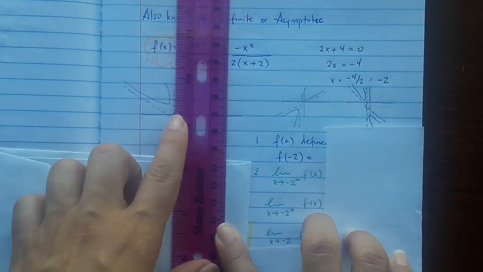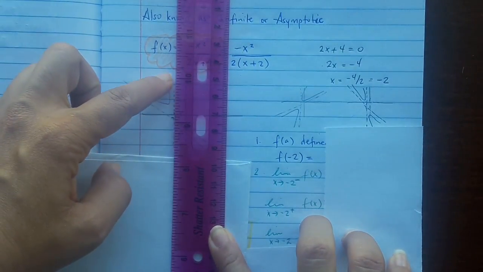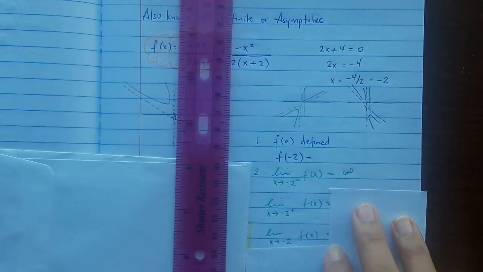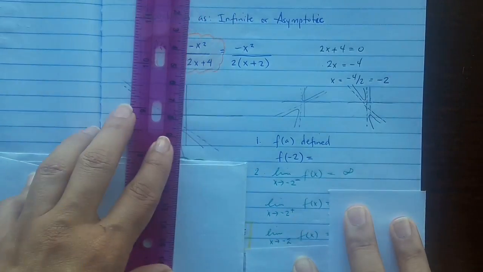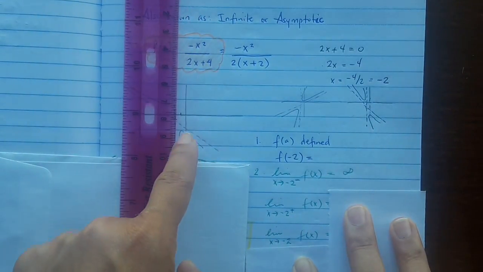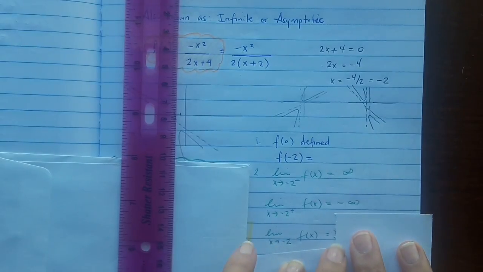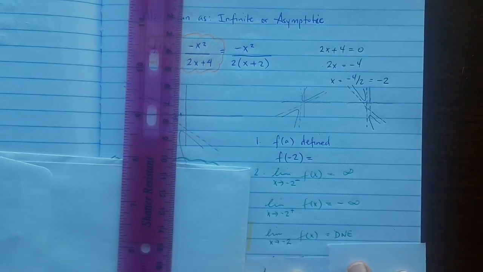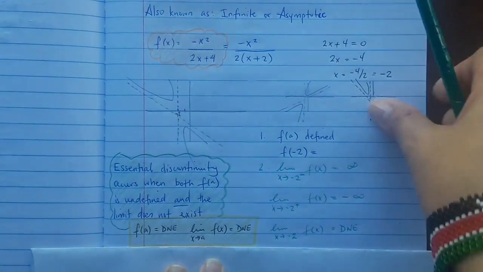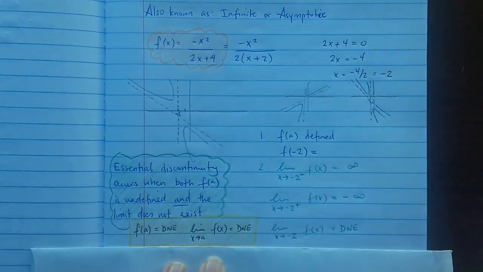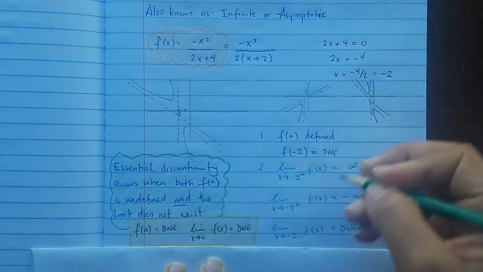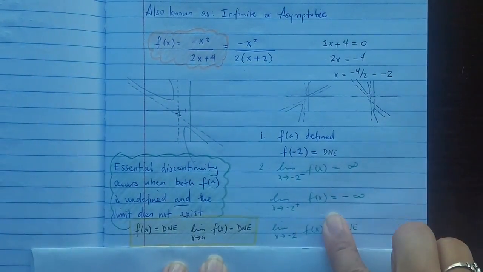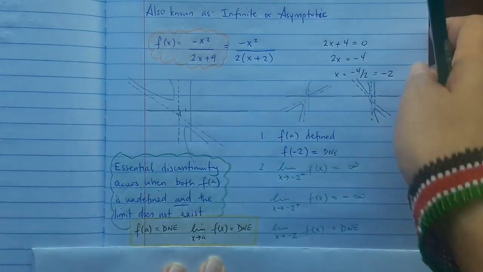So the limit from the left, if you come along the graph, you can see it's going to go to positive infinity, it goes up forever. The limit from the right, when you come along the graph, you can see that it goes down forever. So that's negative infinity. The limit does not exist because they're not the same. They're not both going to infinity or negative infinity. So the limit does not exist. Well, to have an essential discontinuity, both f of a is not defined and the limit does not exist. So both f of a is not defined and the limit does not exist.